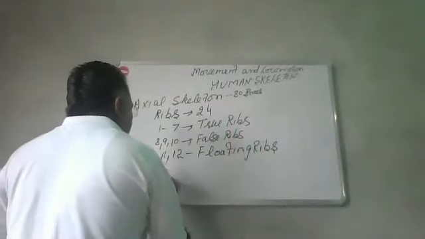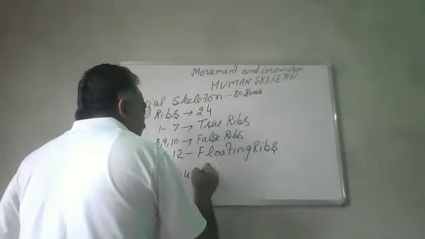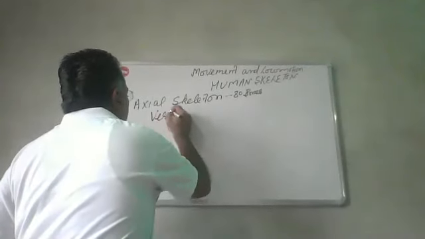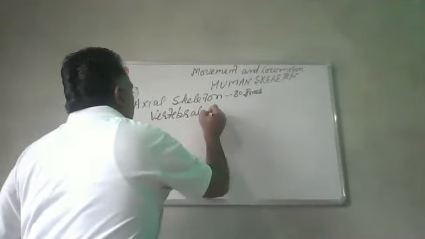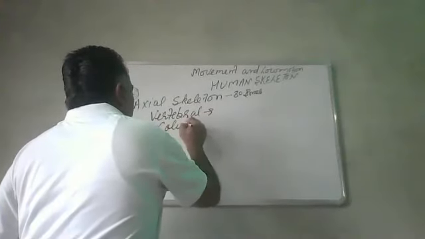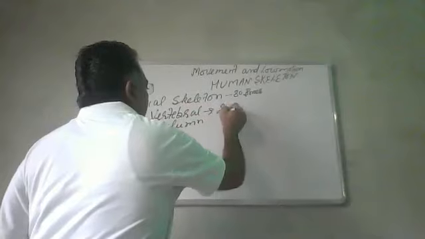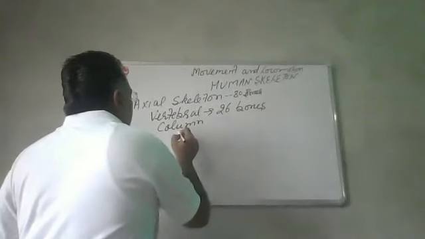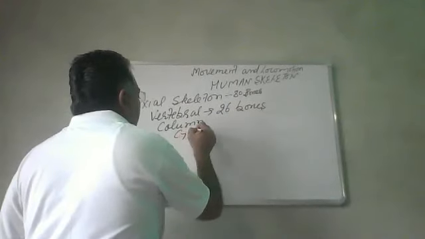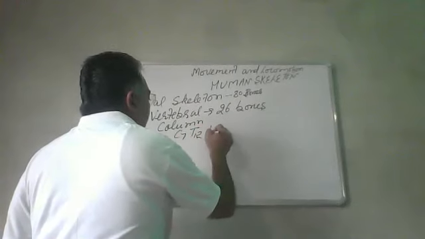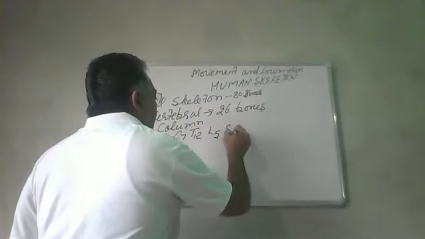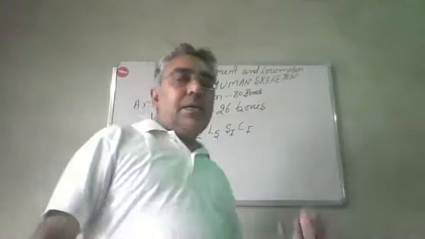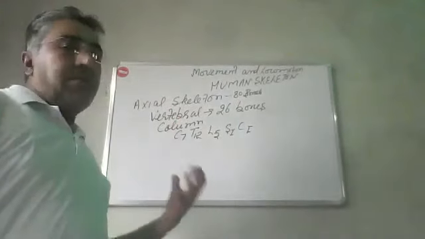And then one bone, that is the sternum or the chest bone. Then next is the vertebral column. Vertebral column contains the 26 bones, that is C7, T12, L5, S1 and C1. You can remember these by this formula: C7, T12, L5, S1 and C1.